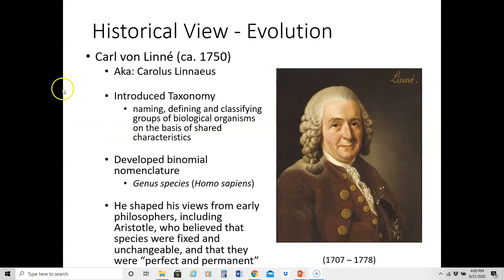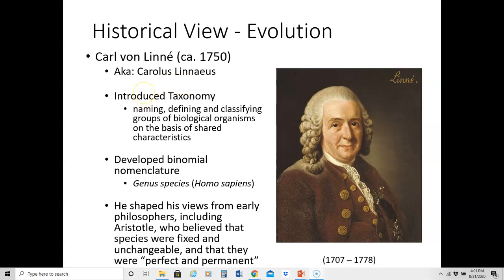One such person is Carl von Linné. He also called himself Carolus Linnaeus, so both of these are the same person. He lived around the 1750s, and he was the first person to introduce taxonomy. Taxonomy is the naming, defining, and classifying of groups of biological organisms on the basis of shared characteristics. Now, Linné did not have any notion that organisms or species were related to one another. He was just grouping them based on how similar they were.